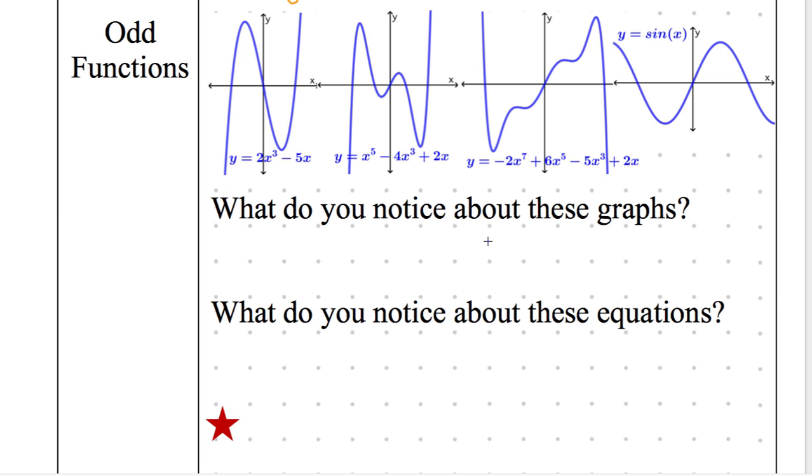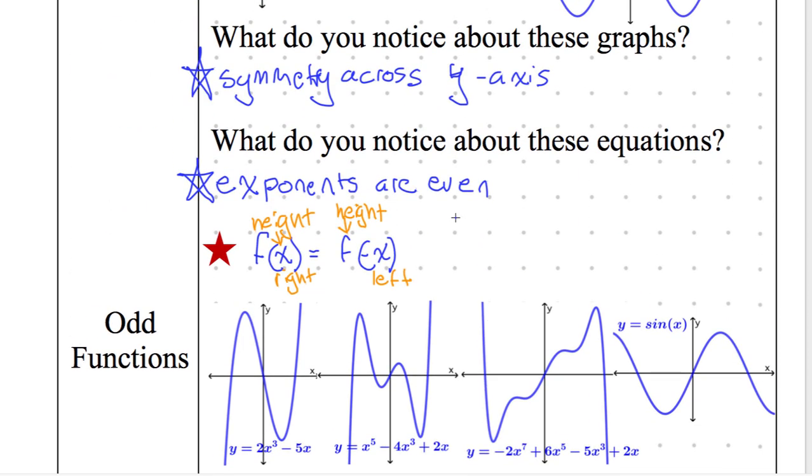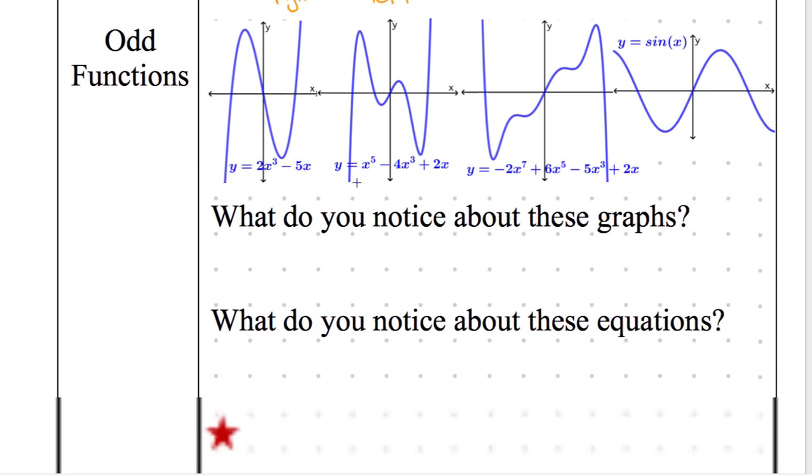All right. Let's talk about odd functions. Again, we're going to do the same thing. And it's a little bit easier now that I've talked about symmetry and exponents. But what do you notice about these graphs in terms of just the graphs of them, not the equations? And what do you notice about the equations? Go ahead and write down your observations. I'm going to give you 1.5 minutes. Go ahead and do that now.